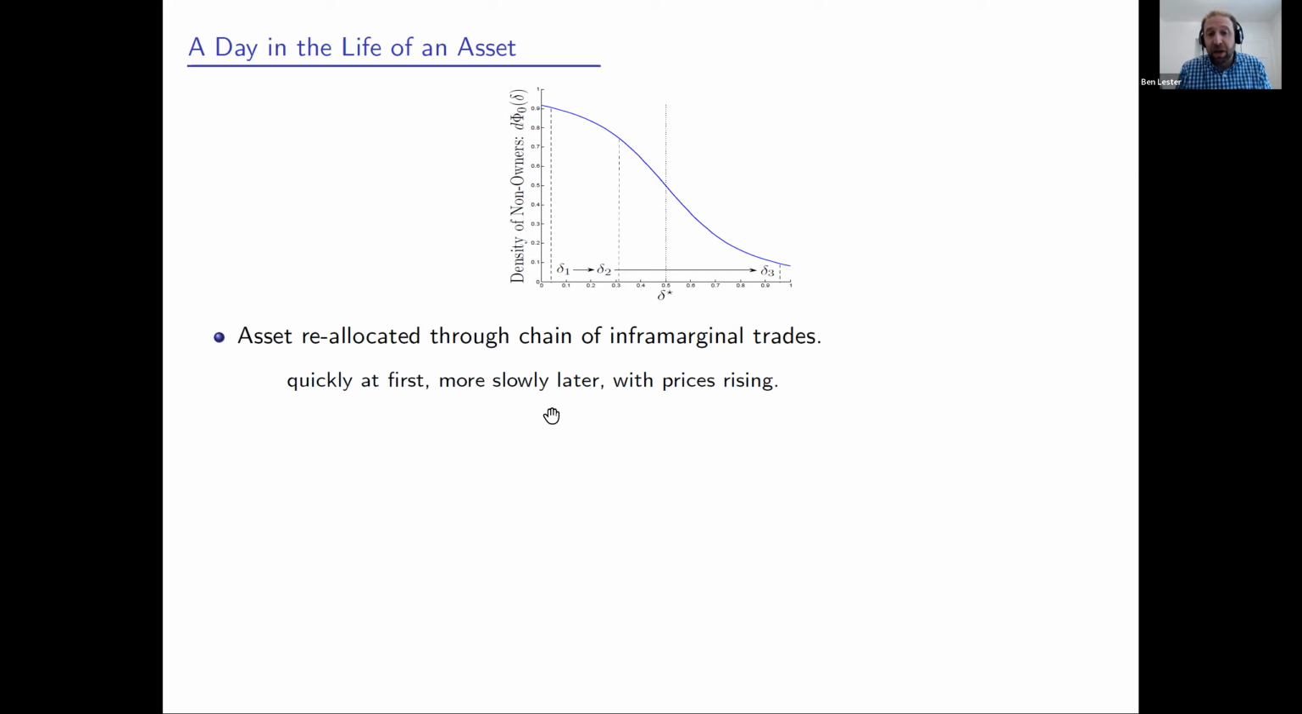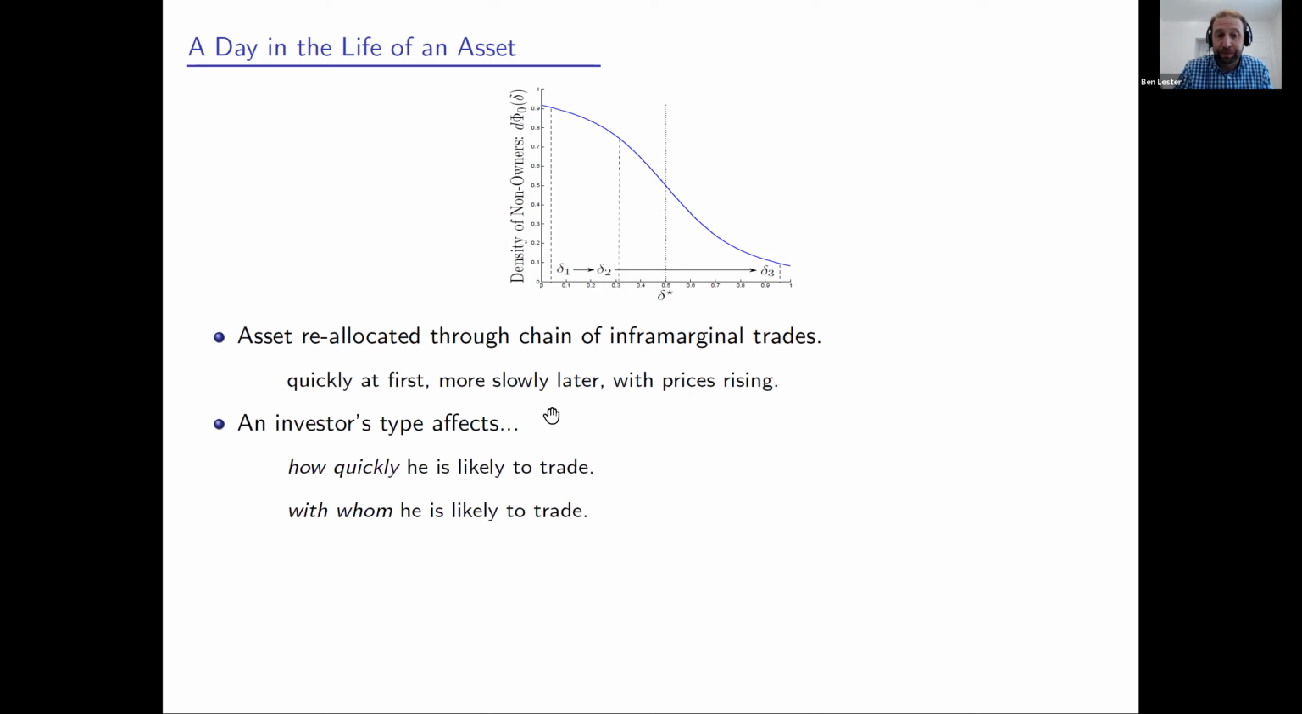And as it passes up this delta chain, the trades are going to get slower and slower, but the prices are going to be rising, because remember I said the reservation values are increasing in delta. So each one of these, delta 1, delta 2, delta 3, these people have higher and higher reservation values. They're going to bargain better and better prices. Okay. An investor's type, their delta, is going to affect not only how quickly they trade, but also with whom they're going to trade and the price at which they're going to trade.